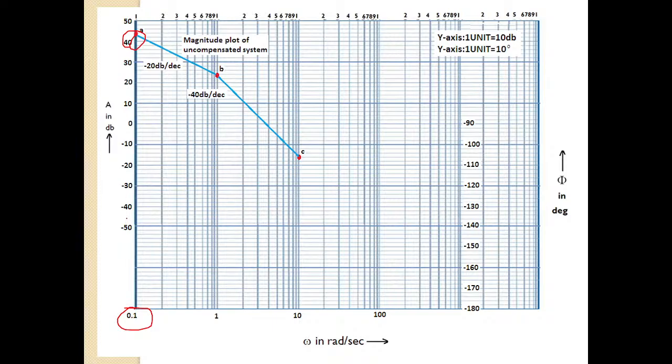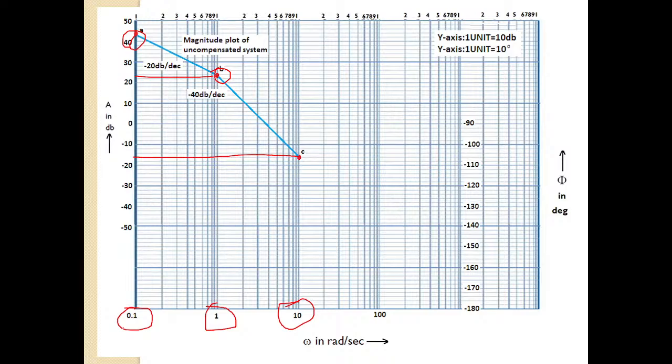Okay. Next, when omega equals omega C, what is the omega C value? It is 1. So for omega equal to omega C at 1, what is my magnitude? 24 decibels. This is 24 decibels. Next, for omega equal to omega h, that is 10, what is the value? Minus 16. So this is minus 16. Okay, this is my magnitude plot.